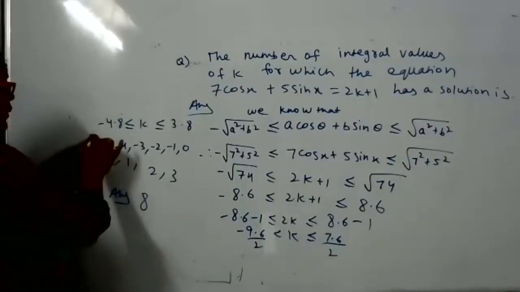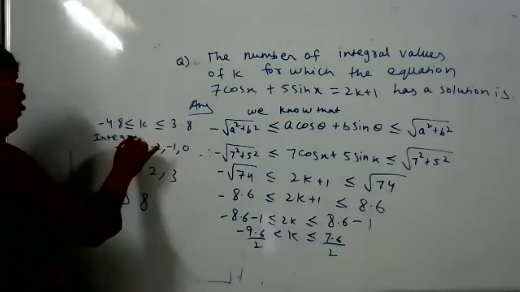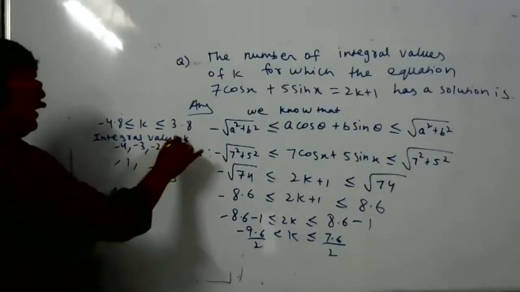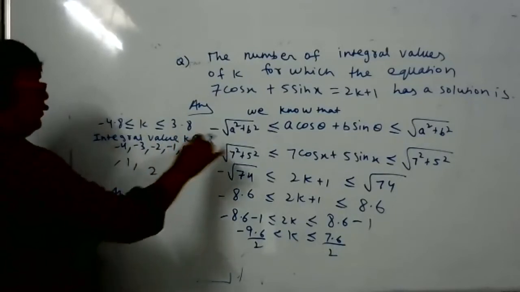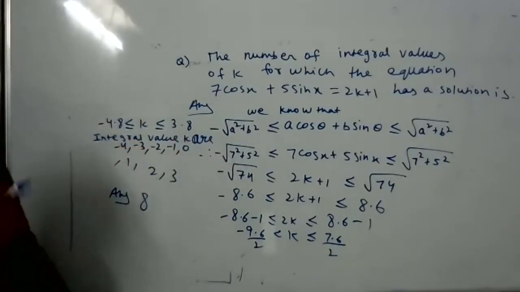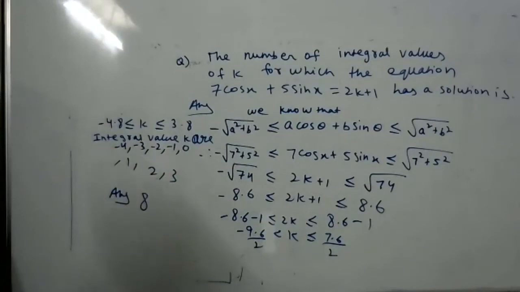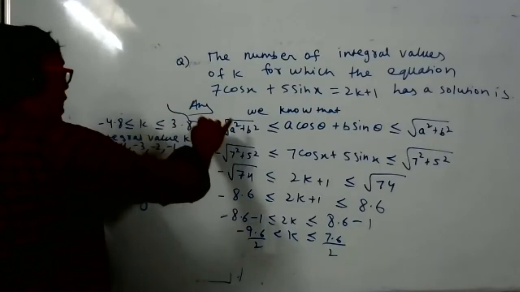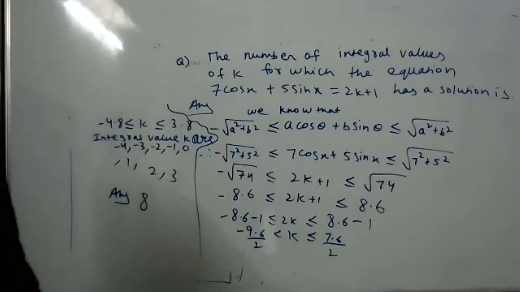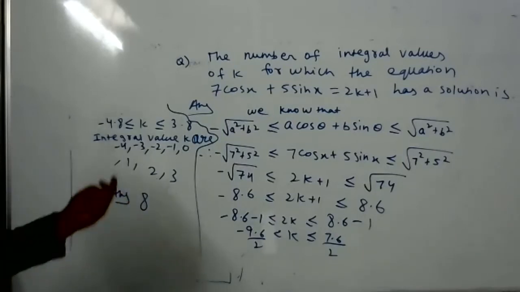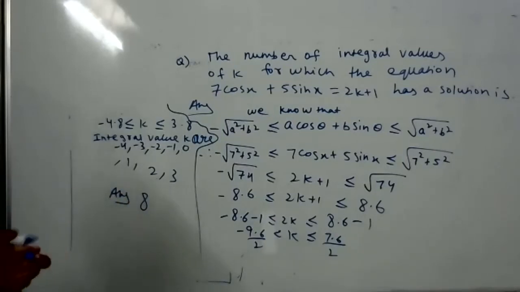Write down the integral values of k are minus 4 and so on, answer 8. How many? So 8. They are not interested in the integral values themselves. They are asking how many integral values, so you have to count, 8 is the answer. So this type of sum can come for integer type also. They will ask what is the integer count. So 8 is the answer. They are not fundamentally interested in your answer, that's just count and tell.